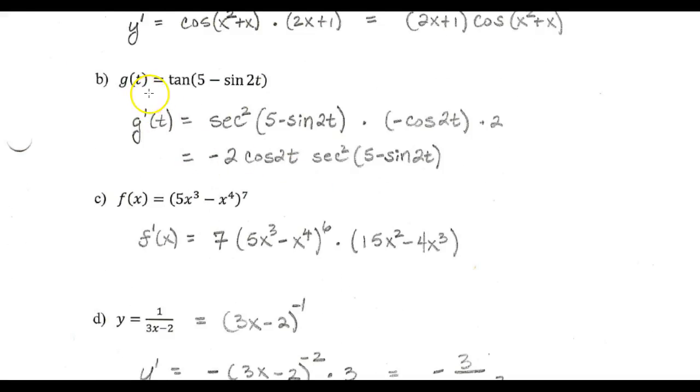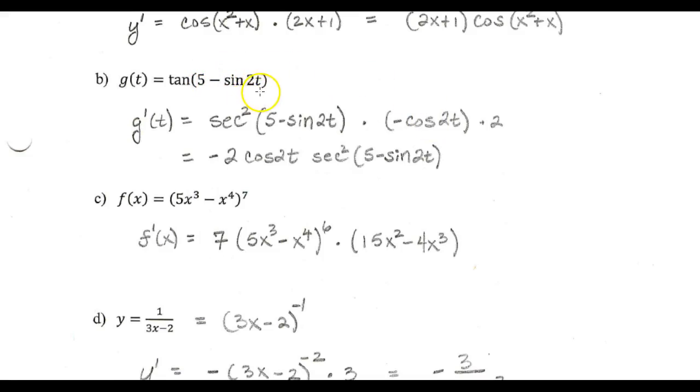All right, g of t is the tangent of the quantity 5 minus sine of 2t. So my outside function is tangent, my inside function is 5 minus sine of 2t. So in this case, to take the derivative, g prime of t, I take the derivative of the outside function, derivative of tangent is secant squared, evaluated at the inside, 5 minus sine of 2t, times the derivative of the inside. Now the derivative of 5 is 0, so that's gone.